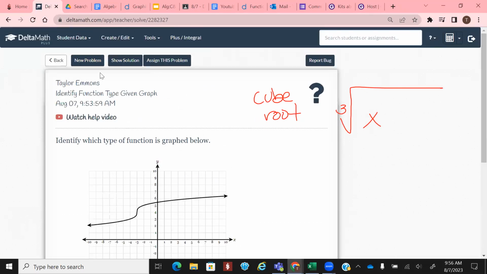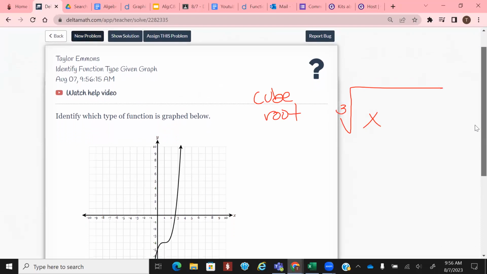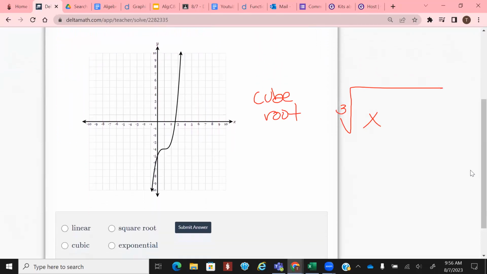Good. Let's look at the next one. Take a moment, look this one over. Take about 10.